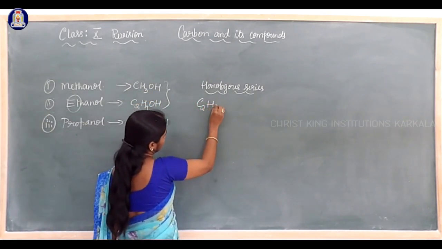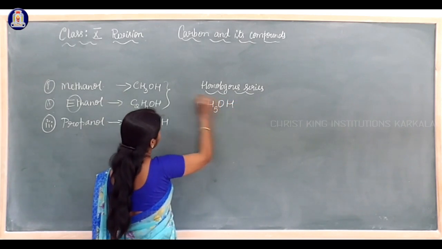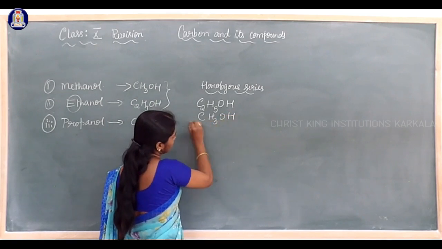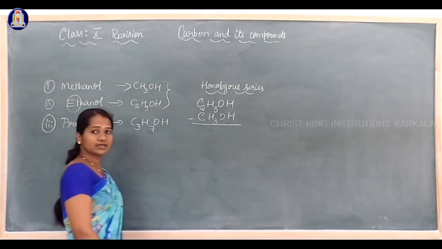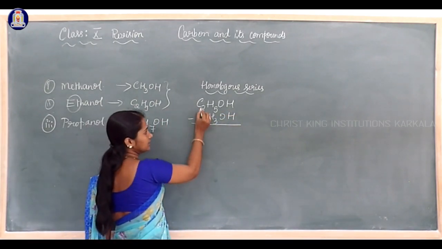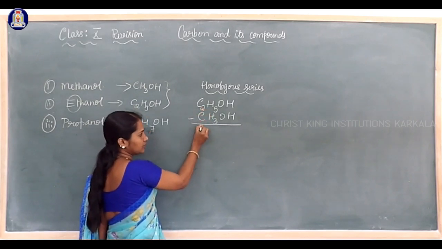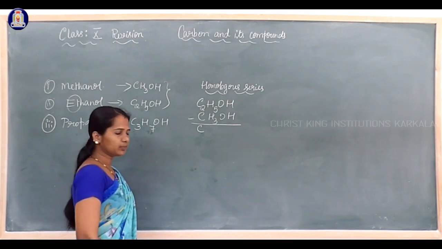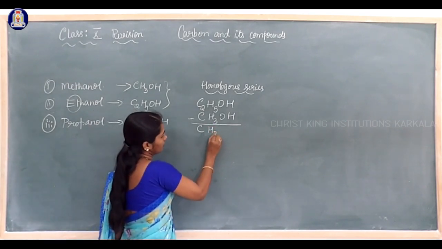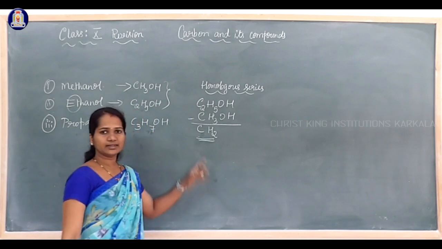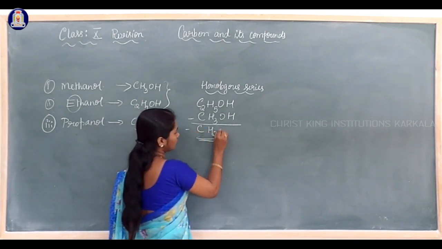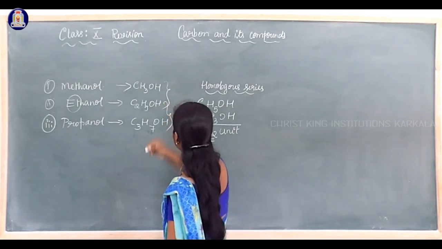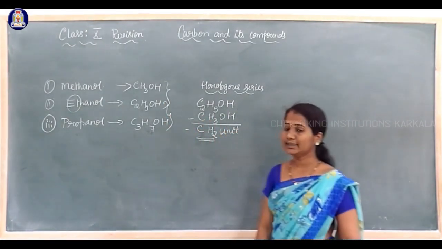C2H5OH and the first compound is CH3OH. Subtract this, find the difference, you will get the answer. This 2 carbon, this 1 carbon, remaining 1 carbon; 5 hydrogen, 3 hydrogen. When you subtract, you will get 2 hydrogen atoms. You will get the answer CH2 unit. In the same way, find the difference between the third one and the second one.